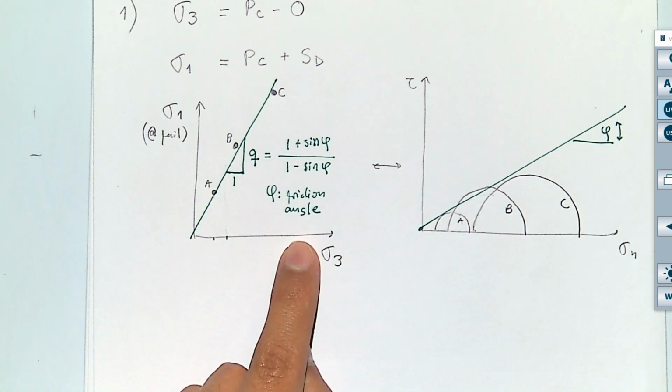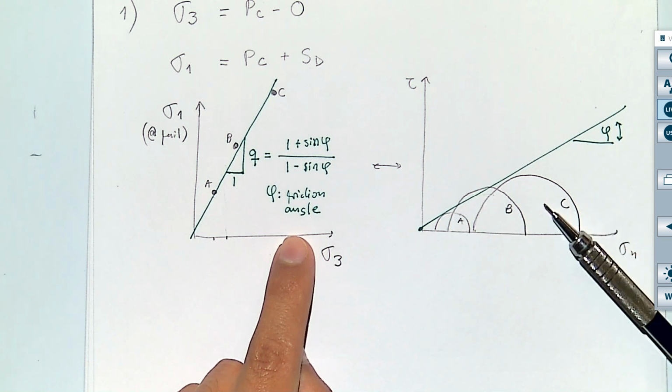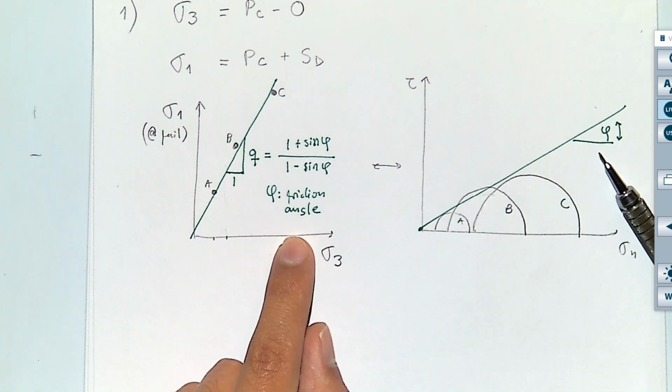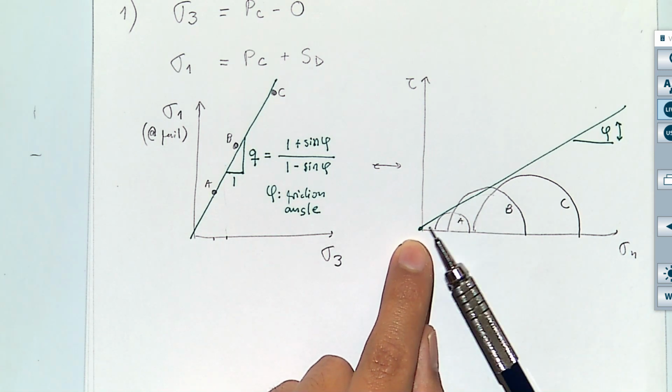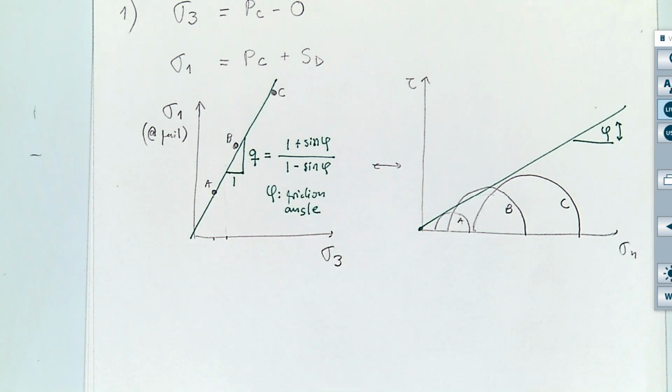But then what I want you to do in the homework is to redraw these Mohr circles just to make sure that you computed your friction angle correctly. And you should get a line that approaches the circles very nicely. And after you do that, you're going to be able to measure what is the friction angle of this material.